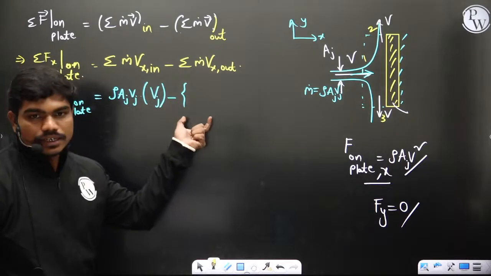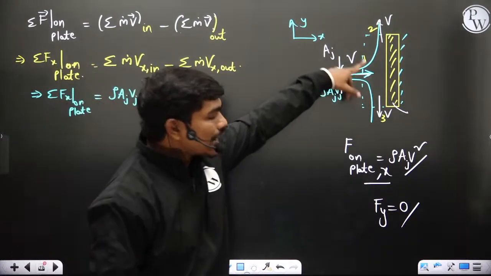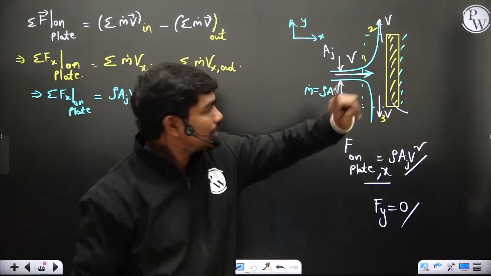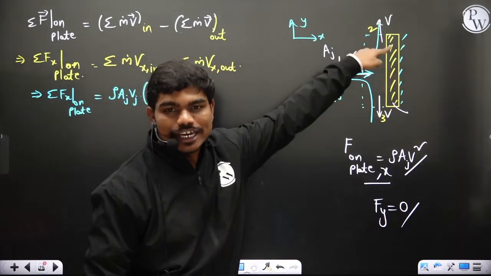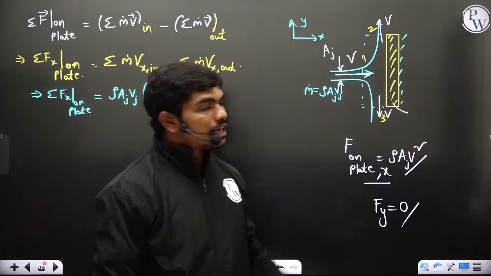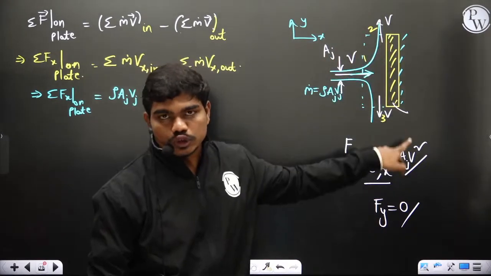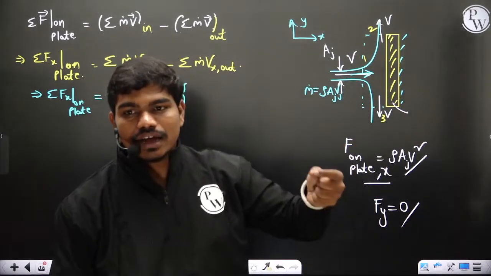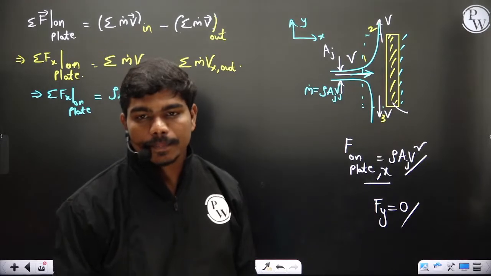Now here, can anyone tell me, when it's crossing out, there are 2 locations where the fluid is crossing this control surface. At these 2 locations, does the fluid have any x component of velocity? If x is defined in this direction, at those 2 outlets, is there any fluid which is passing and having an x component of velocity?